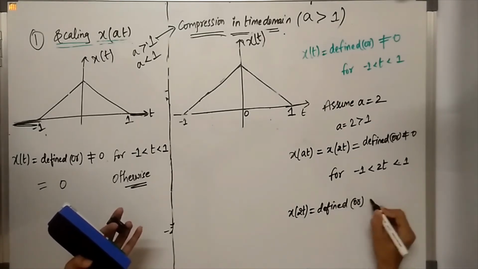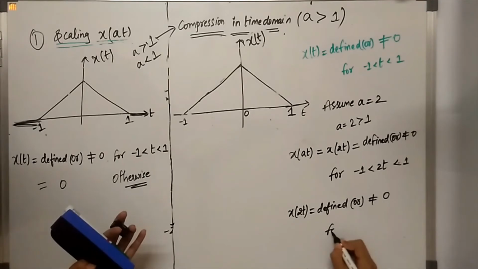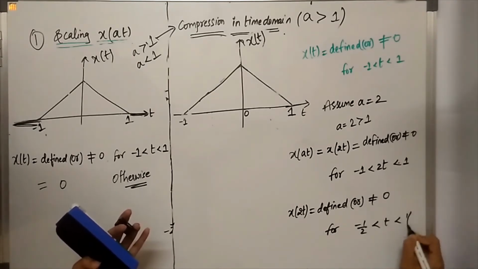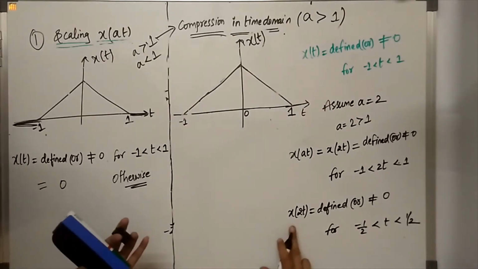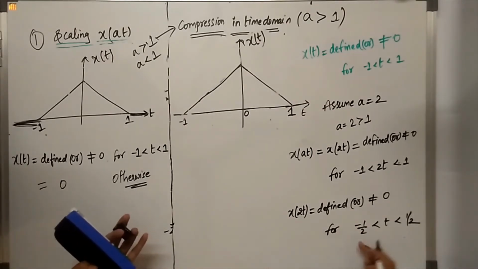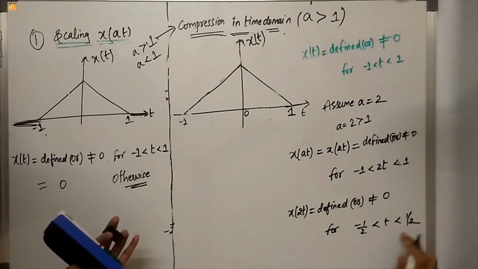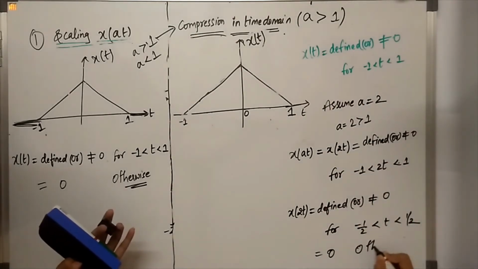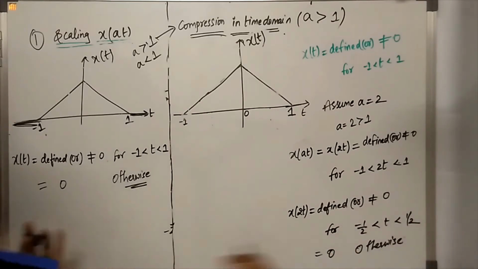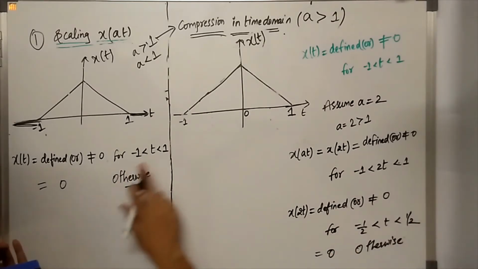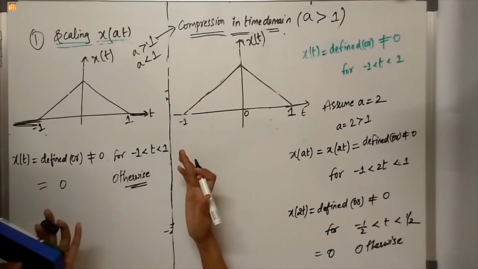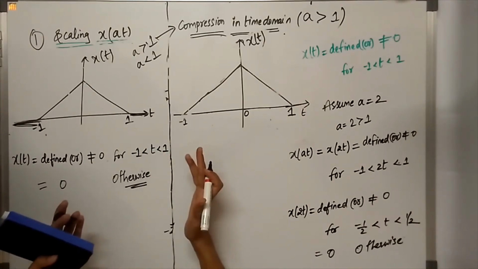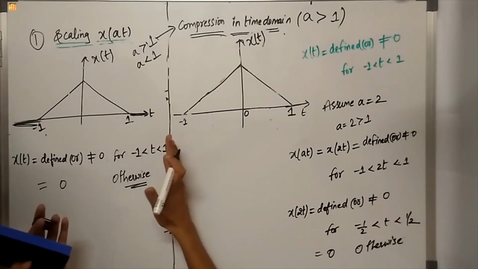So I can write x of 2t is defined, or not equal to 0, for minus 1 by 2 less than t less than 1 by 2. Right? So this x of 2t is defined for t greater than minus 1 by 2 and less than 1 by 2, and is equal to 0 otherwise. Why? Because x of t equals 0 for any value of t which is not in between the intervals minus 1 and plus 1.